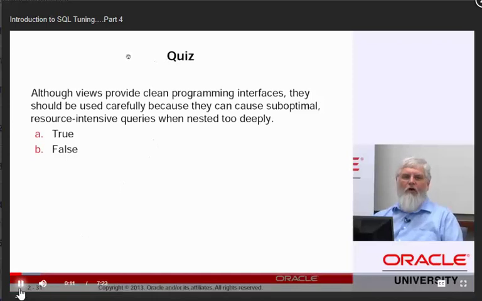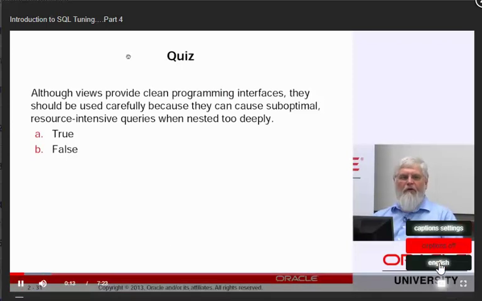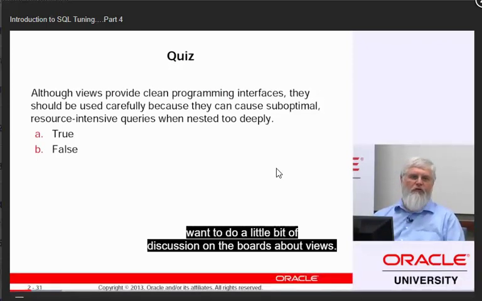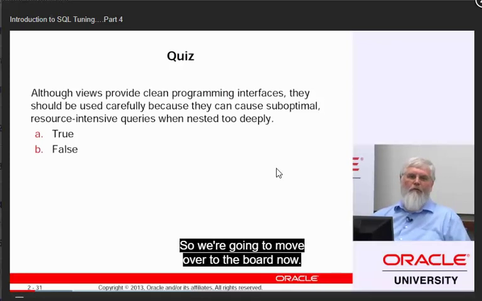Quizzes to test your knowledge and understanding about what we talked about. But to fully clarify the first quiz, I just want to do a little bit of discussion on the boards about views. So we're going to move over to the board now.